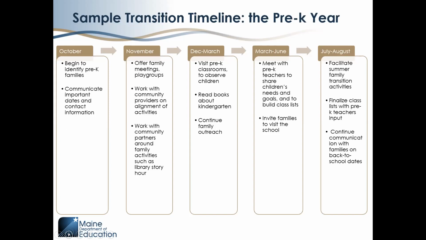But so we're looking at offering family meetings, play groups, working with community providers to align activities into transitioning, and then family activities such as library story hour or family workshops around if they need information about kindergarten, what happens when the children move into kindergarten, how is the school different from pre-K or from their private program or from their home. And then you can see as it moves on through the year how the different activities sort of get families involved with not only the school and the providers, but also with each other, so they can start building those relationships and bonds as well.